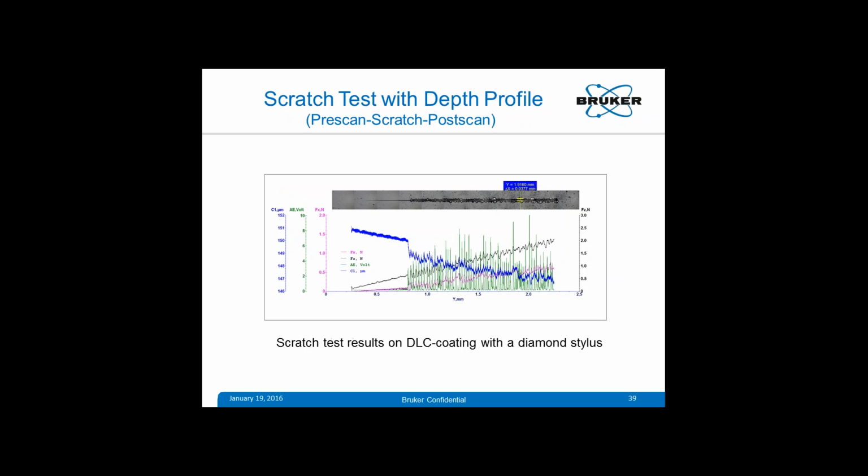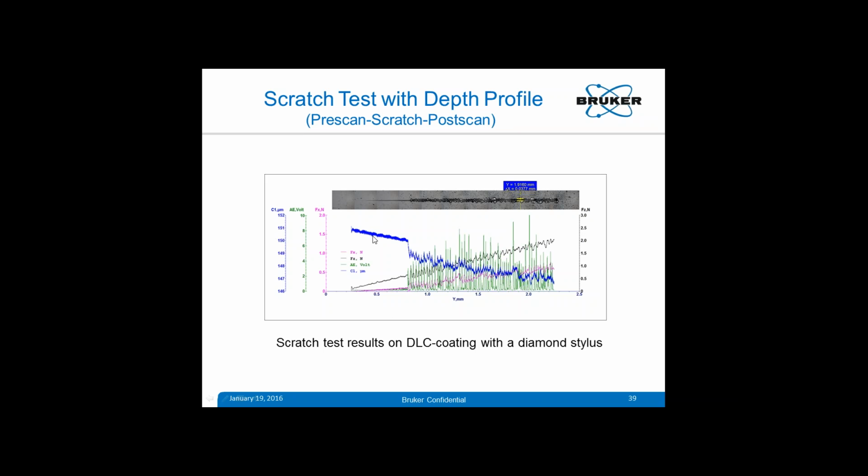We have another type of test available with the UMT TriboLab, called scratch test with depth profile, and we say it is a pre-scan, scratch and post-scan type of test. Why is it like that? Because initially the sample surface is evaluated with the same tool, same tip, with a pre-scan at a very small load, for surface inclinations or the presence of other features. The next step is to scratch it, and after scratching we post-scan it, and each time we measure the depth profile.